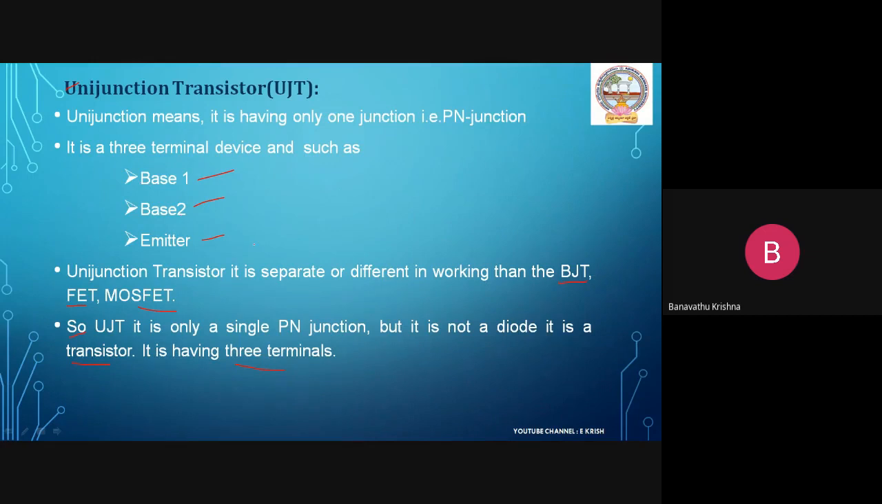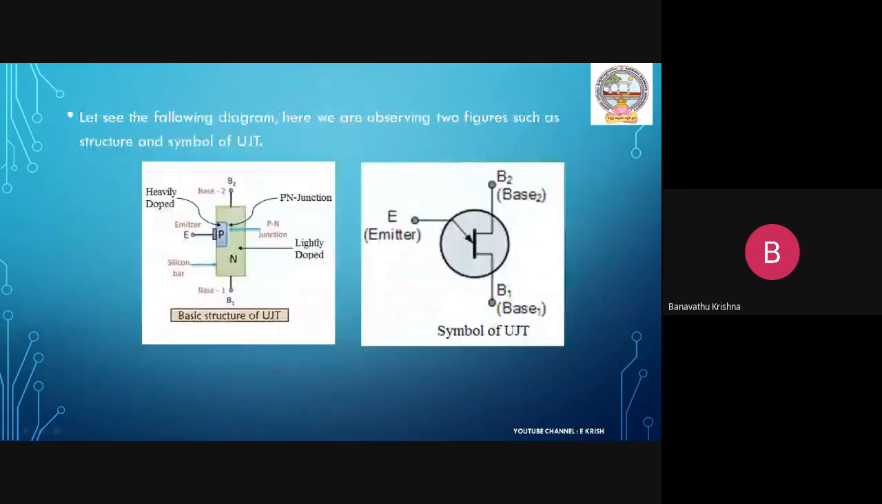Now I'm going to discuss how the construction of this UJT is formed and how those terminals, such as base 1, base 2, and emitter, are formed. Let us go through the construction of UJT. Here is the basic structure of UJT, and this is the symbol of UJT. Let us see the procedure to form these three terminals, one junction, and two layers.